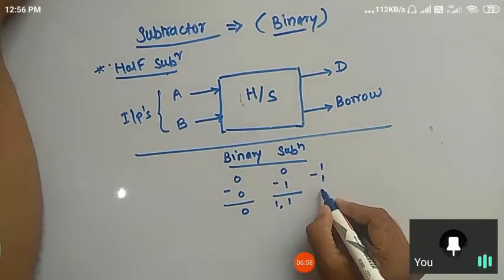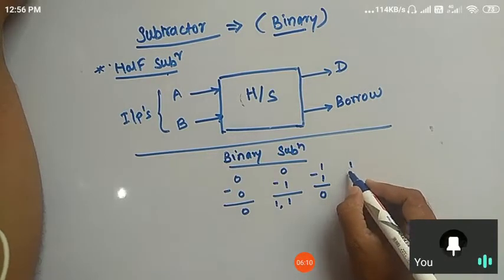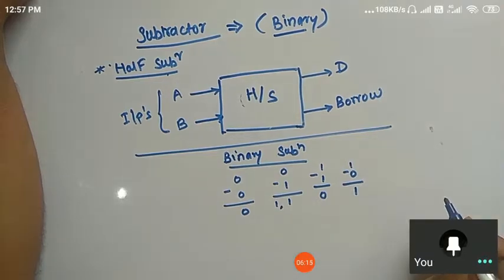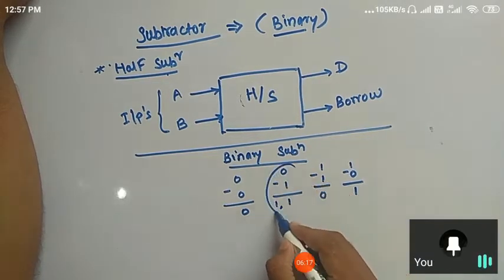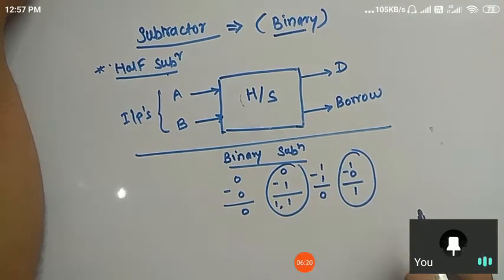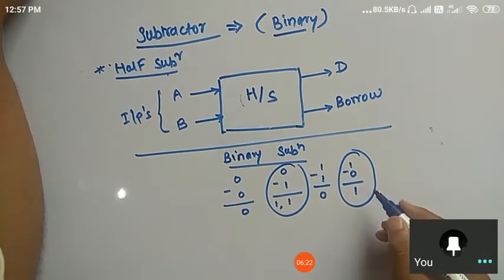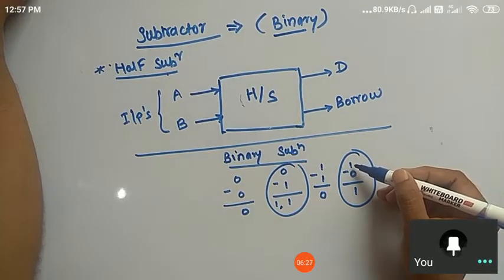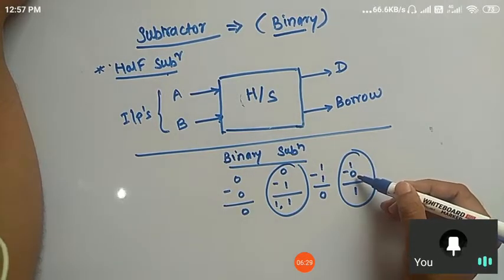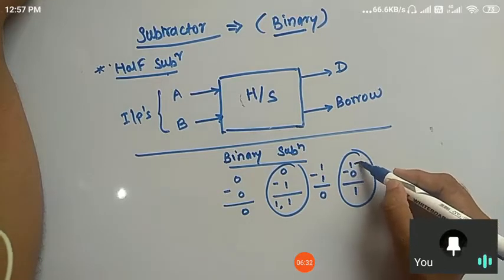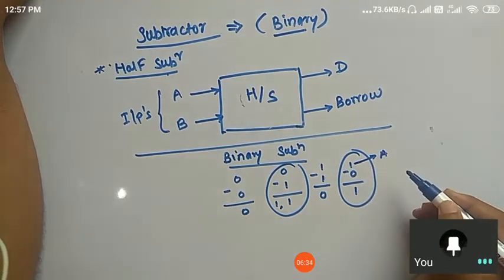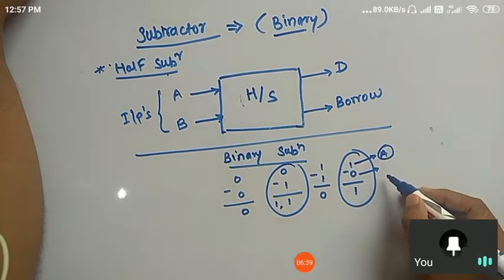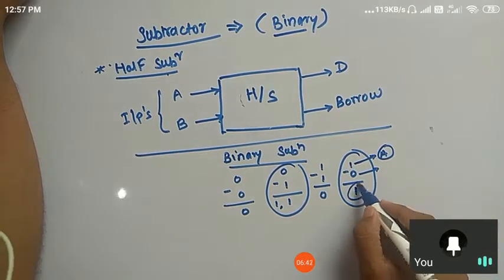1 minus 1 is 0, and the last one, 1 minus 0, the difference is 1, right? Now if you observe these two cases, some students get confused. When the first bit, from which we are going to subtract, is 1 and the second bit is 0, that means the first is larger than the second bit, so the difference will be 1.